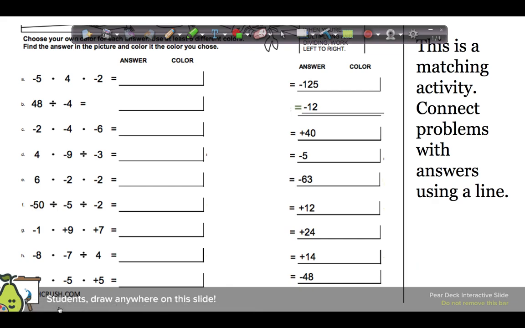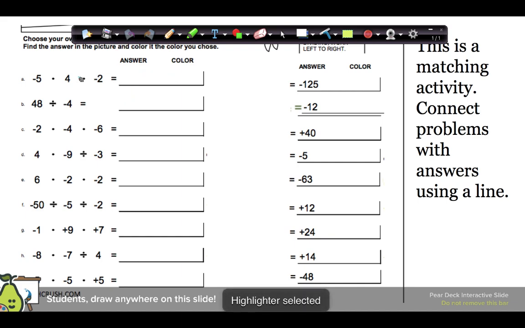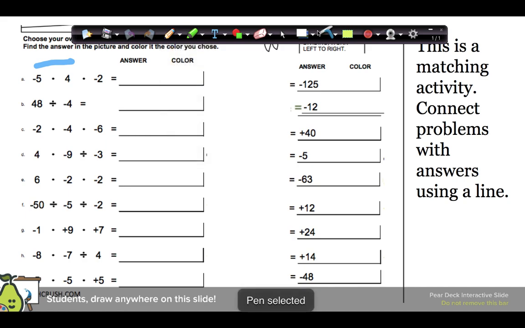And then finally, we have a matching activity. So I'm going to demonstrate this. I'll just use blue pen here. So you go left to right as you're working on this. So negative 5 times 4 is negative 20.